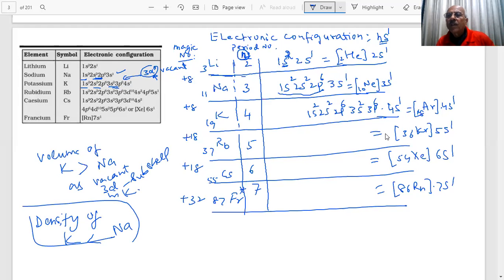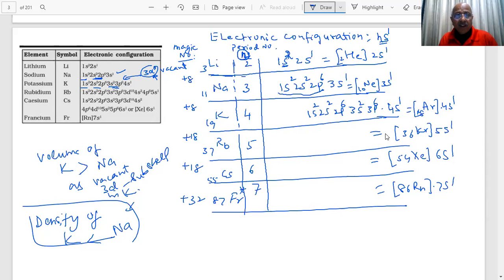Whereas down the group, density is increasing. As you can see, the values which we are giving show that as you go down the group, density increases. But the exception you see here is that the density of potassium is less than sodium, because the volume of potassium is more. As you can see, there is a vacant 3d orbital in the case of potassium. Clear? Do you understand? Tell me.